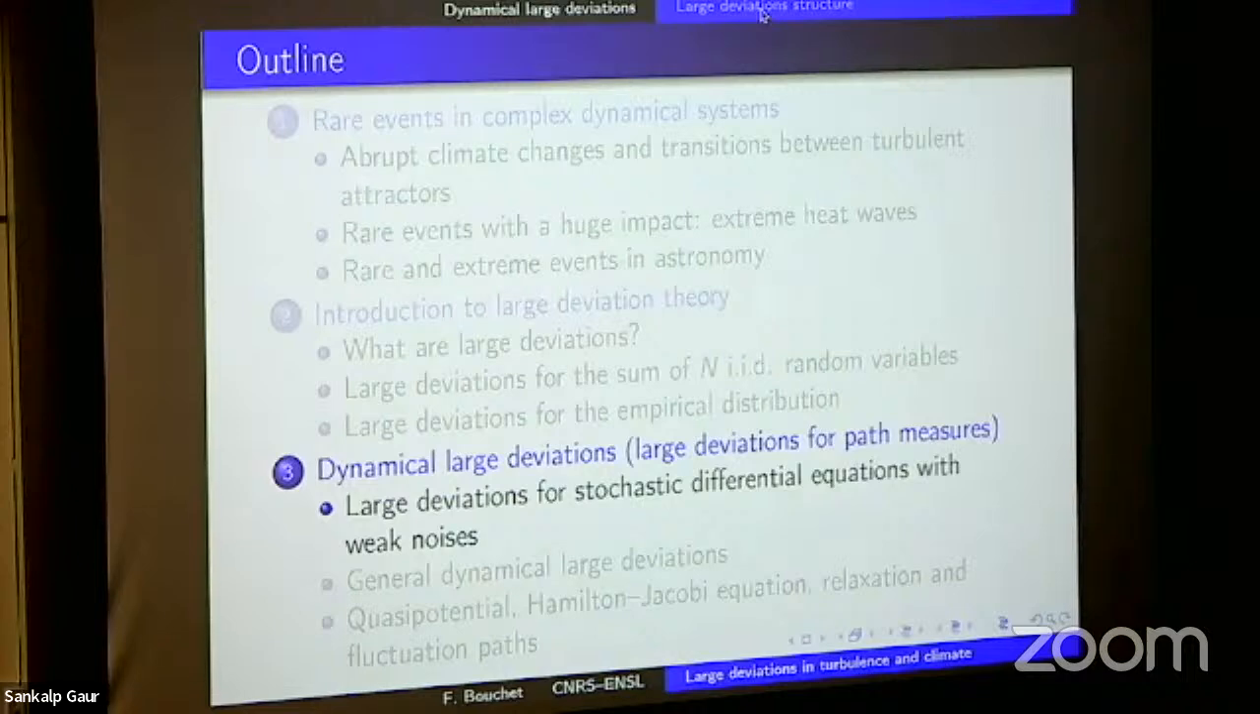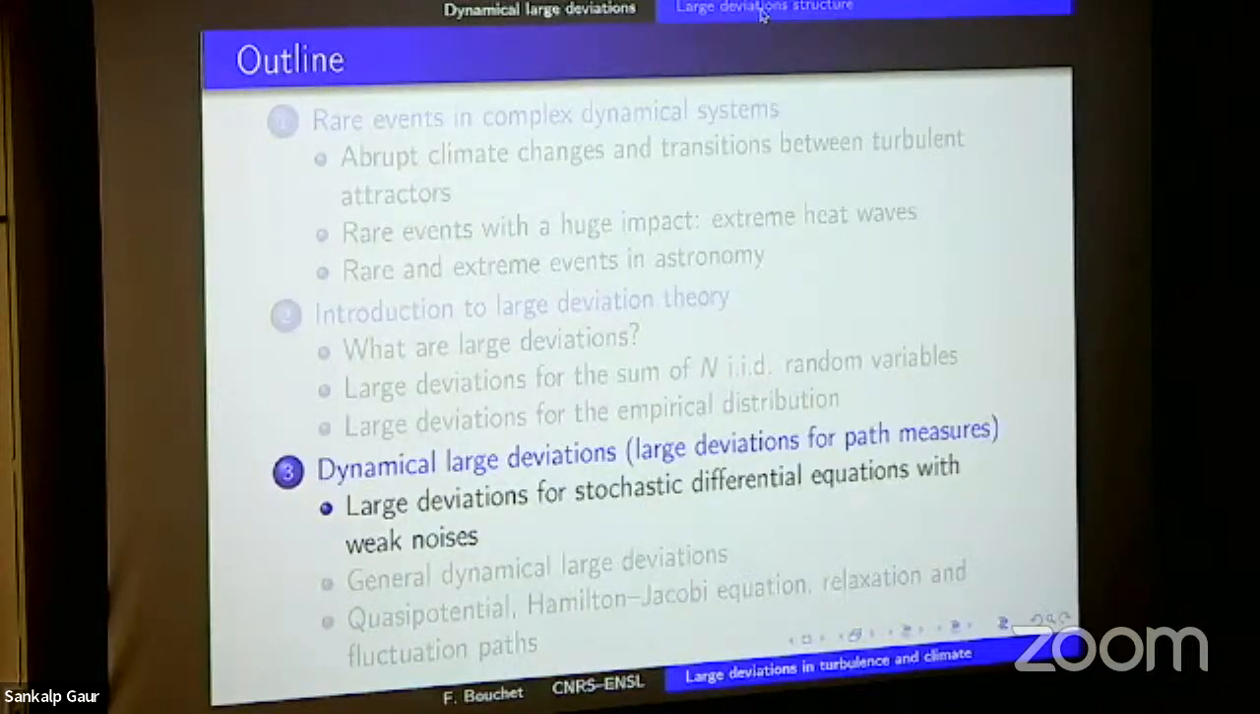Okay, so now I want to go towards dynamical problems. And so I will discuss dynamical large deviation. It's also called large deviation for path measures. Path here means that it depends on time. So it's a stochastic process, something that depends on time. And we look at the large deviation for this process. So that's why it is called dynamical large deviation.